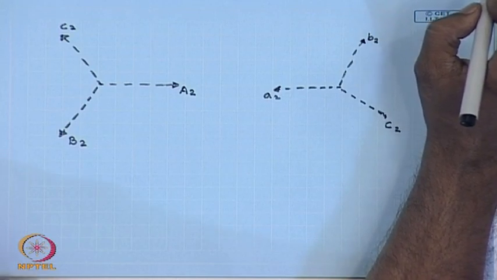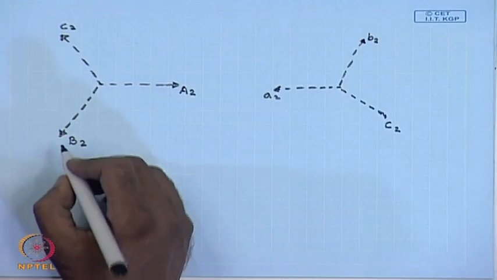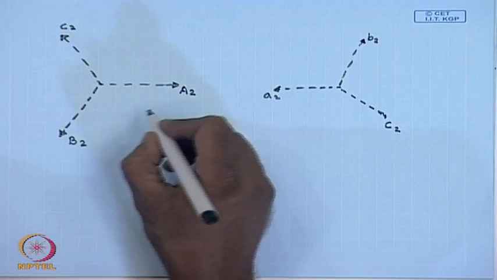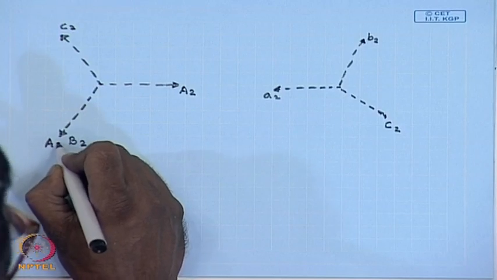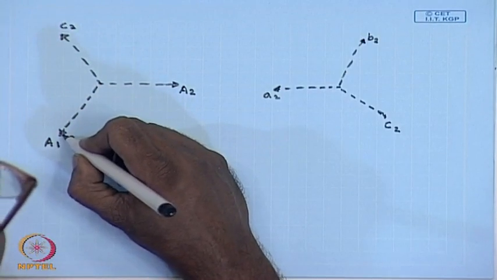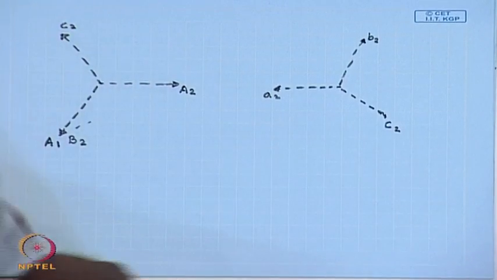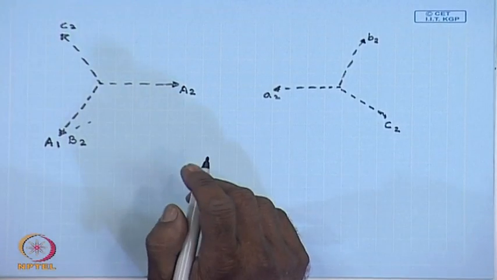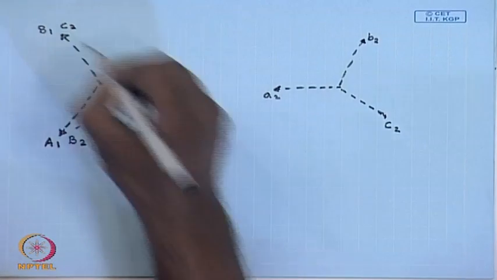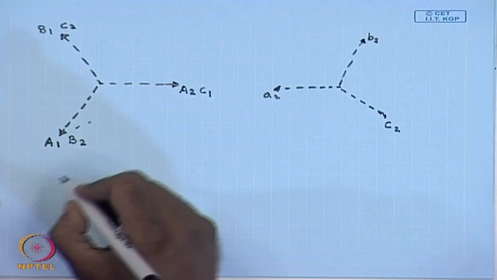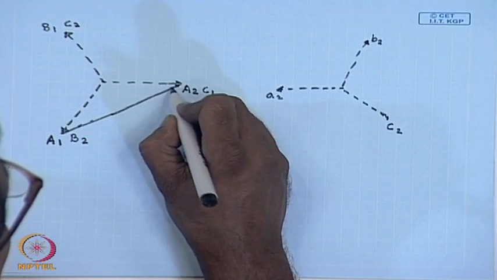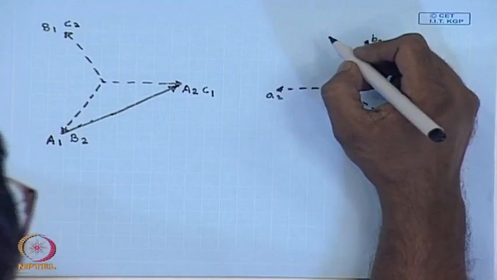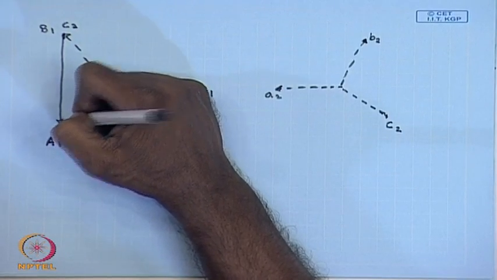So, where will be terminal A1? Let us say this is terminal A1, this is terminal B1 and this is terminal C1, that is the winding voltages are A1 A2, B1 B2 and C1 C2.